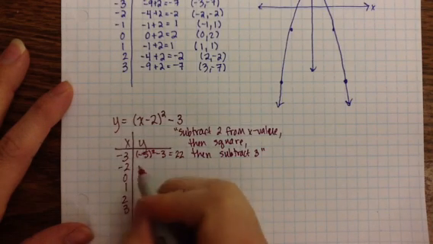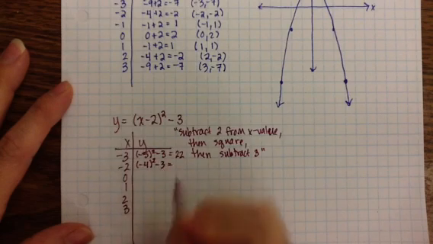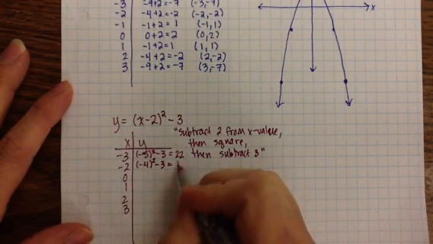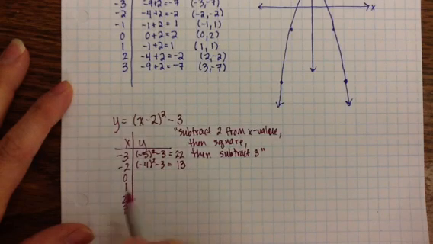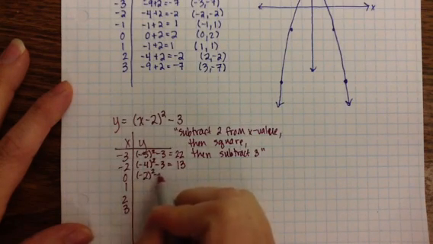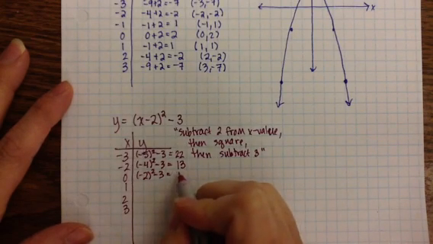Negative 2 subtract 2 is negative 4, squared, and then subtract 3. Negative 4 squared is 16. Subtract 3 is 13. 0 subtract 2 is negative 2. We're going to square that and subtract 3. Negative 2 squared is 4. 4 minus 3 is 1.